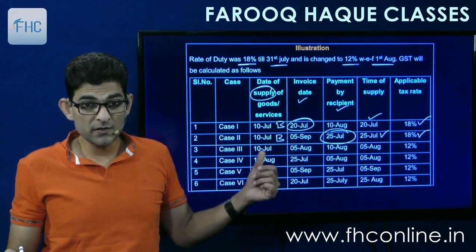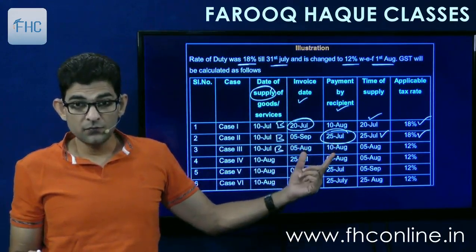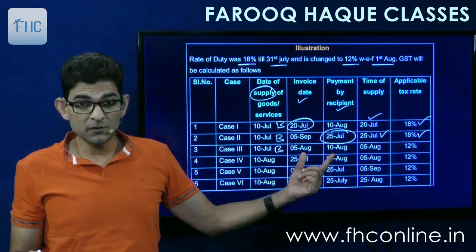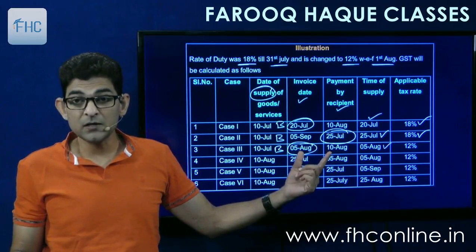Third situation, 10 July again before. 5th August, 10th August, both are afterwards, but the rule is whichever is earlier. So 5th August, and it will attract new rate of tax.